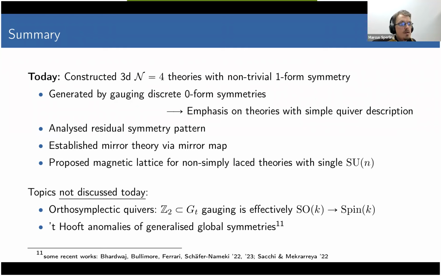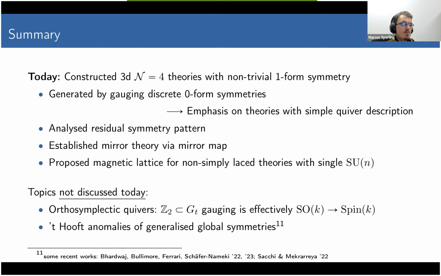And for the non-simplest ones, we propose what happens if you do it on the long and on the short side with a single SU(N) node. There are certain topics which I didn't discuss today. One of them is orthosymplectic quivers in further detail. One thing is that, of course, the topological symmetry is famously absent.